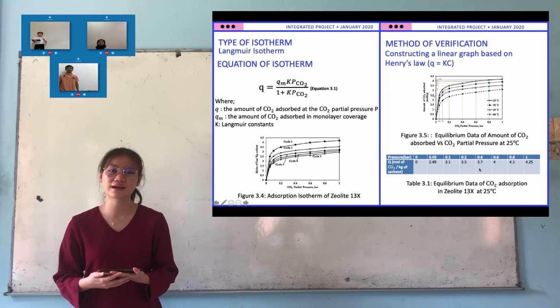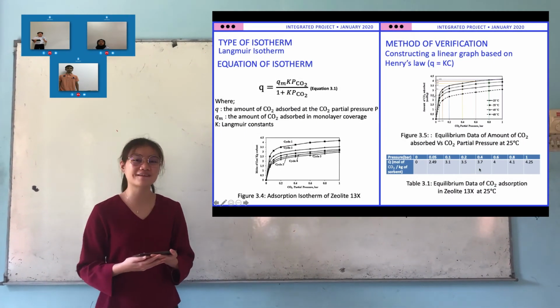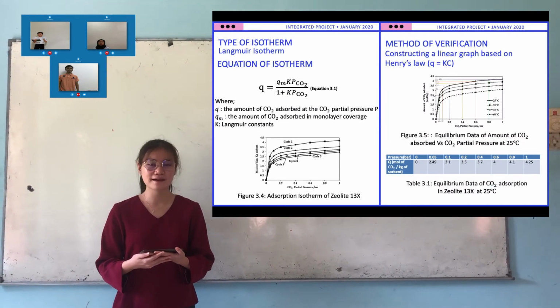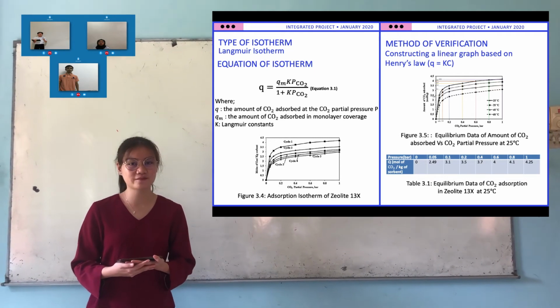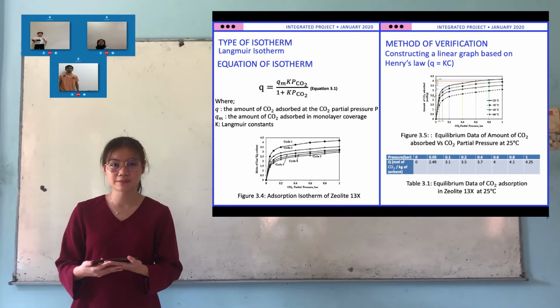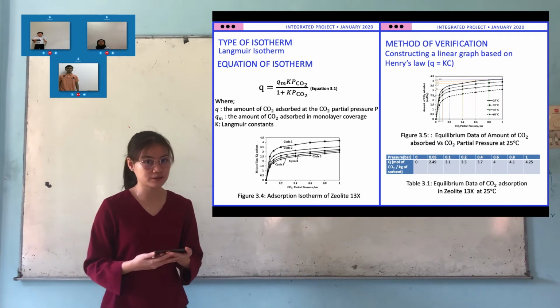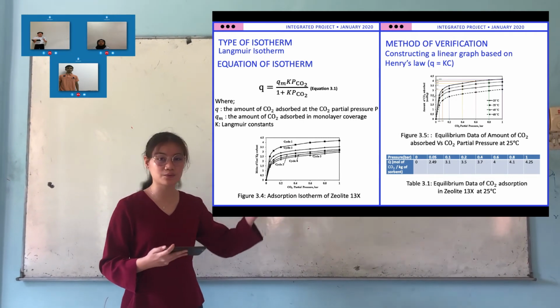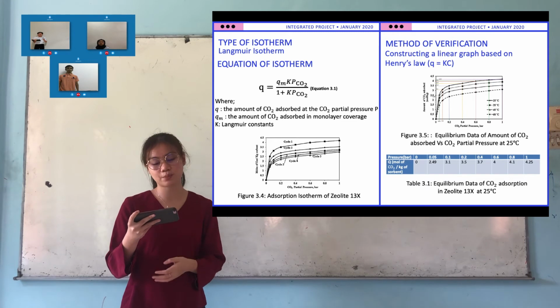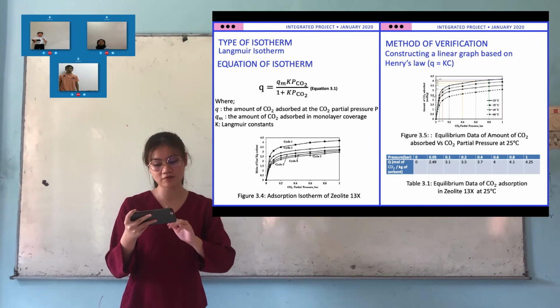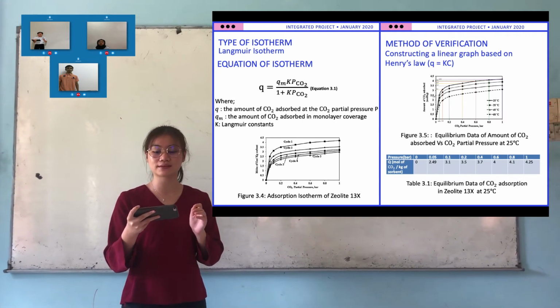Hello, my name is Abigail, and today I will be discussing the type of isotherm for zeolite 13X. Based on our research, we have deduced that our adsorbent adheres to the Langmuir isotherm, where the equation can be seen in our slide here. And in figure 3.4, it shows the shape of the graph of the adsorption isotherm for zeolite 13X.